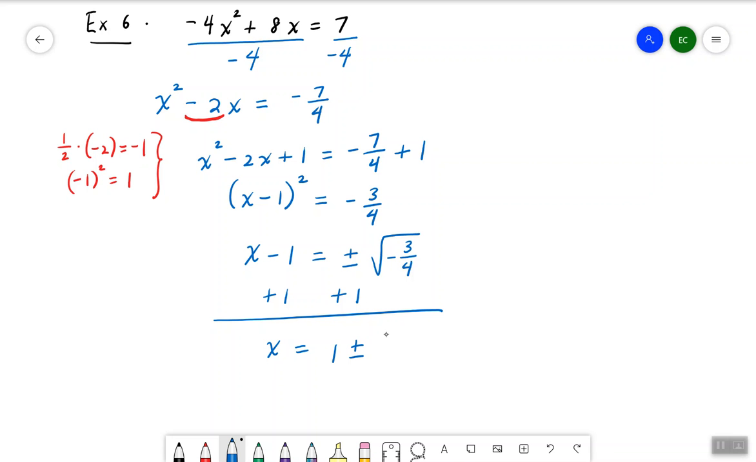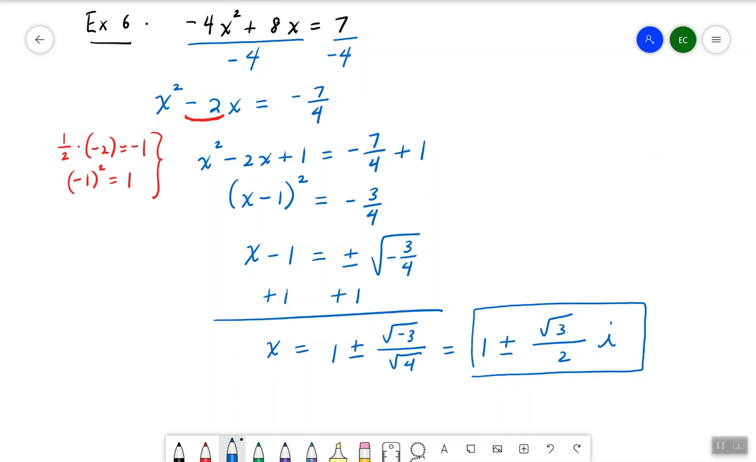Let's do it like this. Let's take the negative up into the numerator, and let's leave the square root of 4 down below. And then we can do a couple more things here. In the numerator, the negative comes out as an i. And in the denominator, the square root of 4 is just 2. So what we wind up with is 1 plus or minus the square root of 3 over 2 times i.